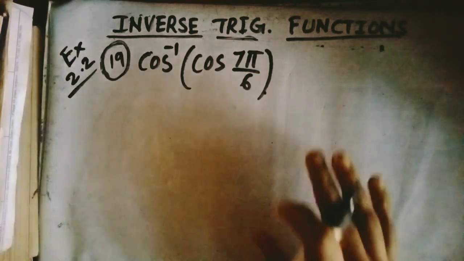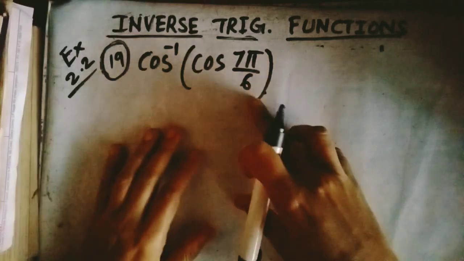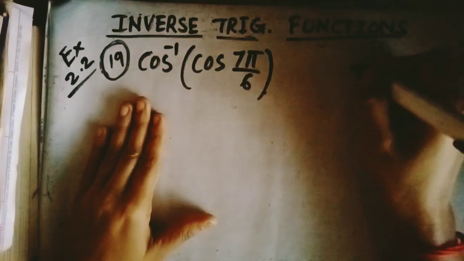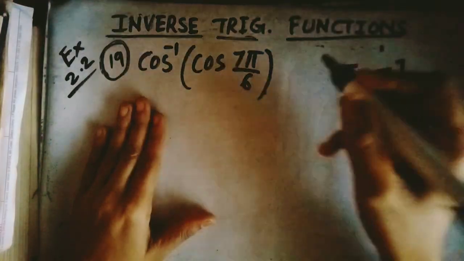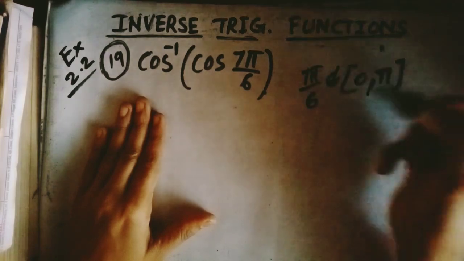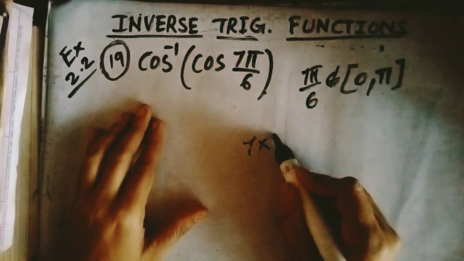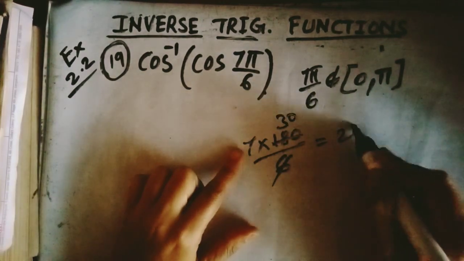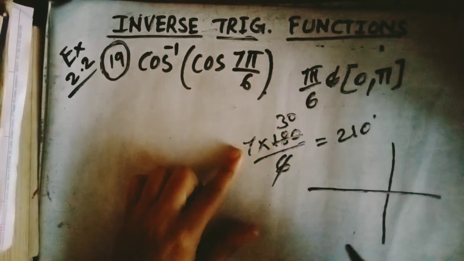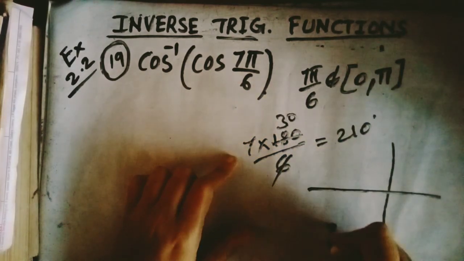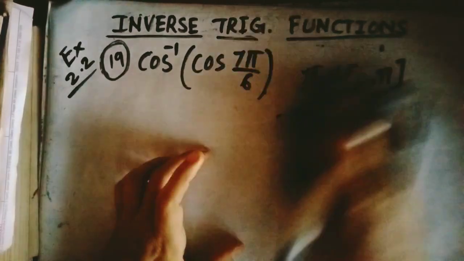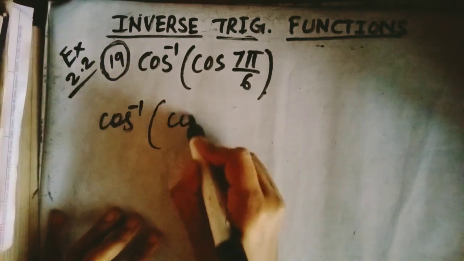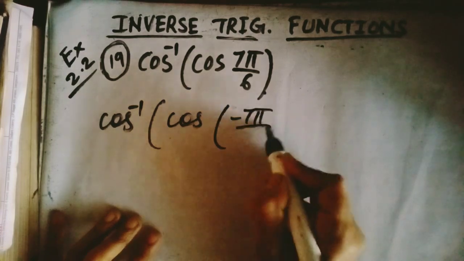Next question, question number 19. 7 pi by 6 is given. So you have to check for the principal value branch of cos inverse, which is 0 to pi. This 7 pi by 6 does not fall in 0 to pi, so we have to check. Doing the calculation, it is 210 degrees. So this falls in the third quadrant, and in the third quadrant cos is negative, so you have to take that value as negative. So cos inverse cos of minus 7 pi by 6.